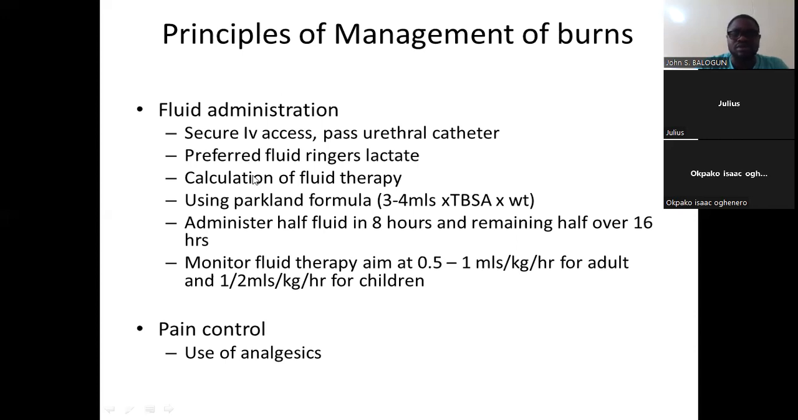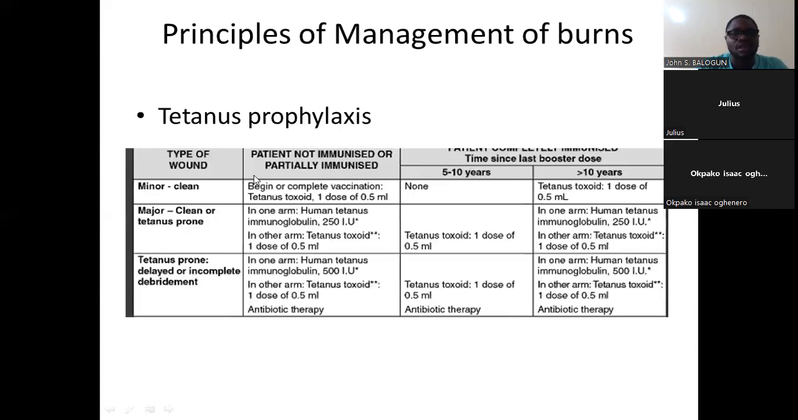So that's how you calculate the fluid to be administered. Now for tetanus prophylaxis, I will just leave this slide. You will read it. If you have questions later, you can put them in the YouTube channel and I can give an explanation. Or you could read this once you get the video, you could pause it and look at it properly.